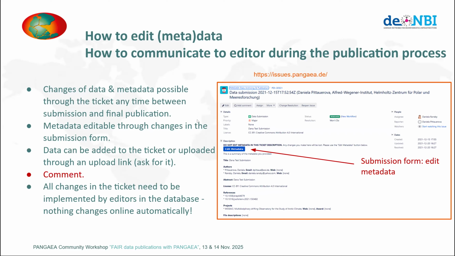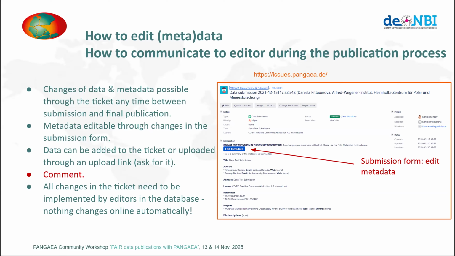So it can happen during the publication process, since your submission was basically accepted in principle, and the final publication, that you still need to change some metadata or data that were originally submitted. So I'll start with the metadata. Although there is this summary in the ticket header, we ask you to not edit metadata there, but instead click on this blue button, Edit Metadata, which will take you back to the original submission form. And there you can comfortably edit your metadata and save it.